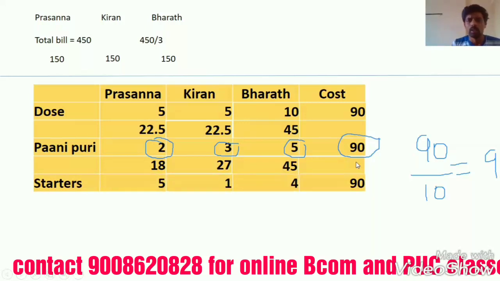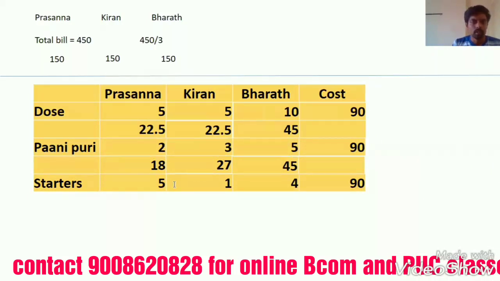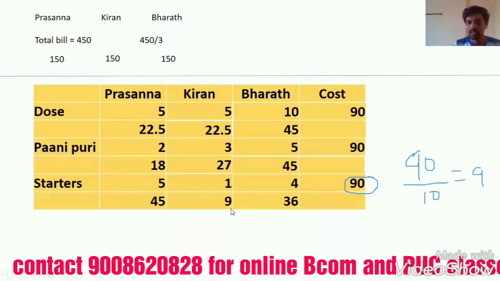Then we had starters. The total cost of starters is 90 rupees. I had 5 pieces of the starters, Kiran had 1 piece, and Bharat had 4 pieces. So 5 plus 1 plus 4 is 10 pieces, for which we paid 90 rupees. 90 divided by 10 is 9 rupees, the cost for one piece. So 5 into 9 is 45, my share. Kiran had 1 piece, so 1 into 9 is 9. Bharat had 4 pieces, so 4 into 9 is 36.